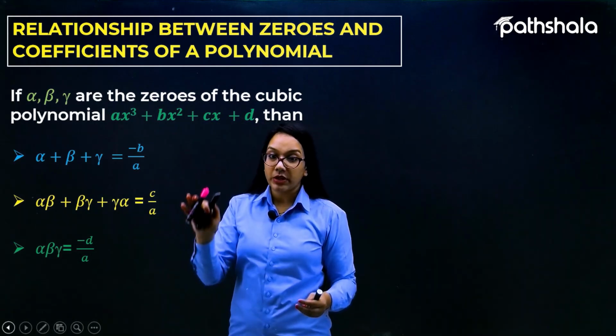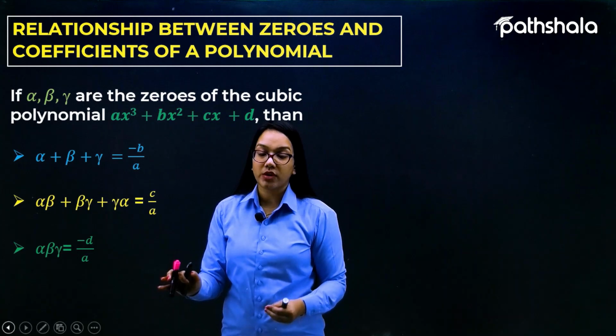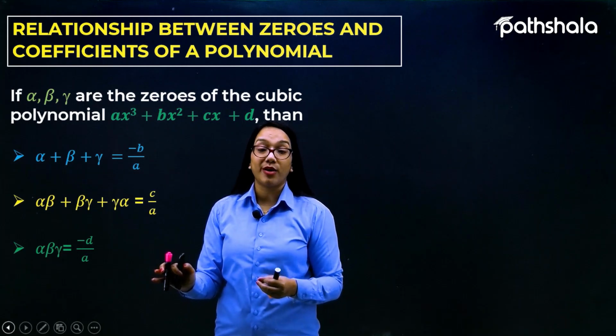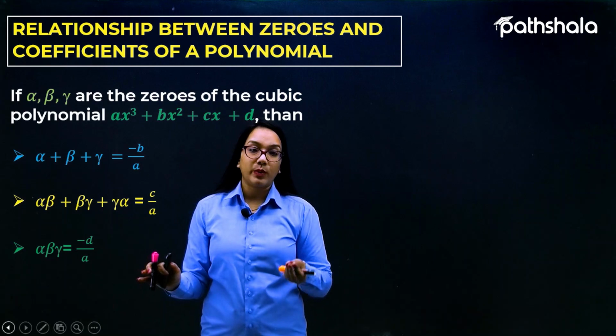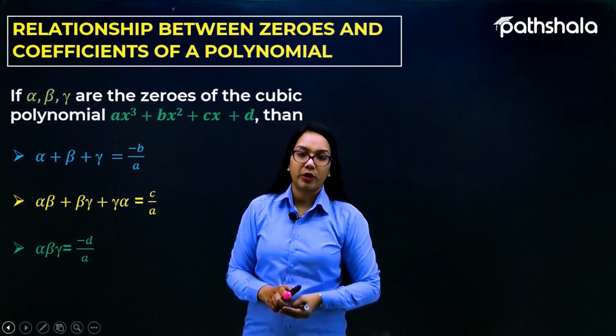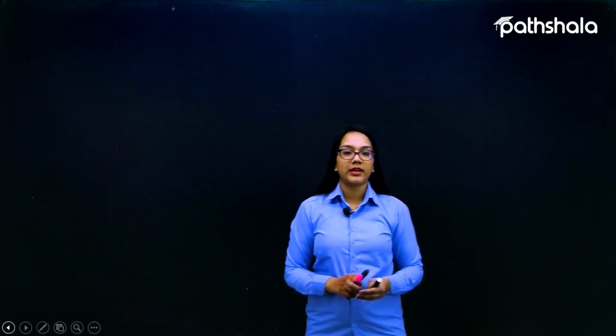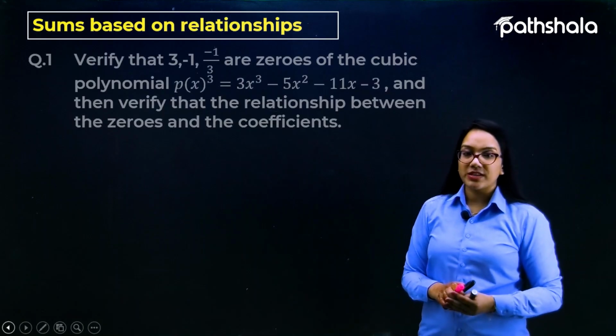So always remember these three results, because these are really helpful in order to find the relationship between the zeros and the coefficients of a cubic polynomial. Now let's move on and talk about some of the problems related to it. So, sums based on relationship.